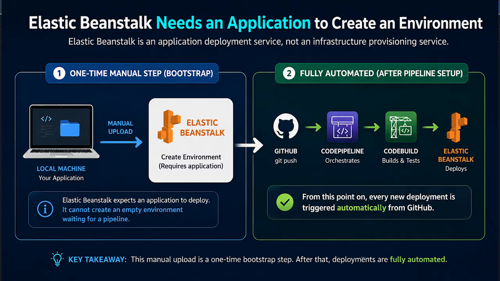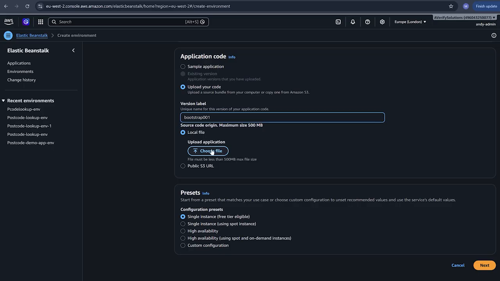The point is that later in the video, once we've connected GitHub to AWS CodePipeline, this manual deployment step will disappear completely. From that point on, every new deployment will be triggered automatically whenever code is pushed to GitHub. For now, though, we need this initial deployment to create our cloud environment.